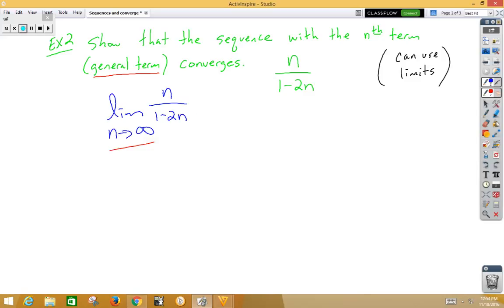Again, this is end behavior, so we can use high-low, low-high, same-same. This is a same-same, so we look at the coefficients. Coefficient in the numerator is 1. The denominator, if we ignore the 1, would be negative 2. So this sequence converges to negative 1/2.